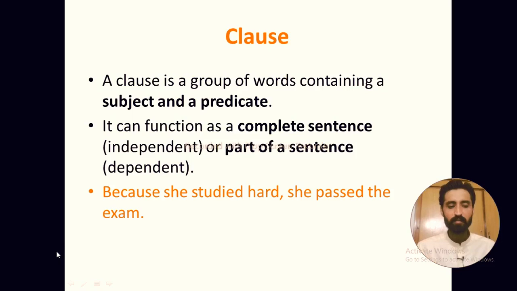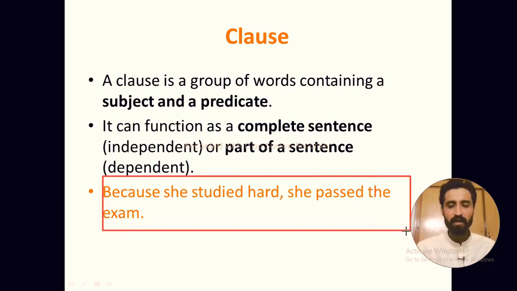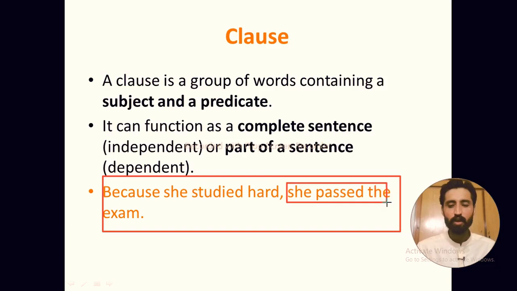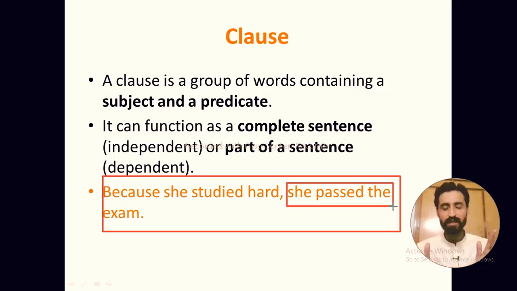So I have an example here: because she studied hard, she passed the exam. Now, if you look at this example, right after the comma, she passed the exam. This statement or this clause can stand on its own, and it doesn't need any other words to convey complete sense. That is why we can say that this is an independent clause. It is totally independent. It doesn't depend on anything else. That is what makes it an independent clause.